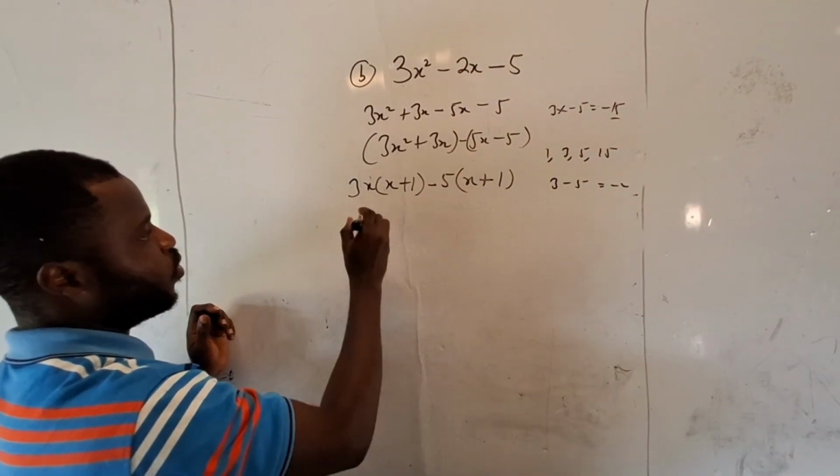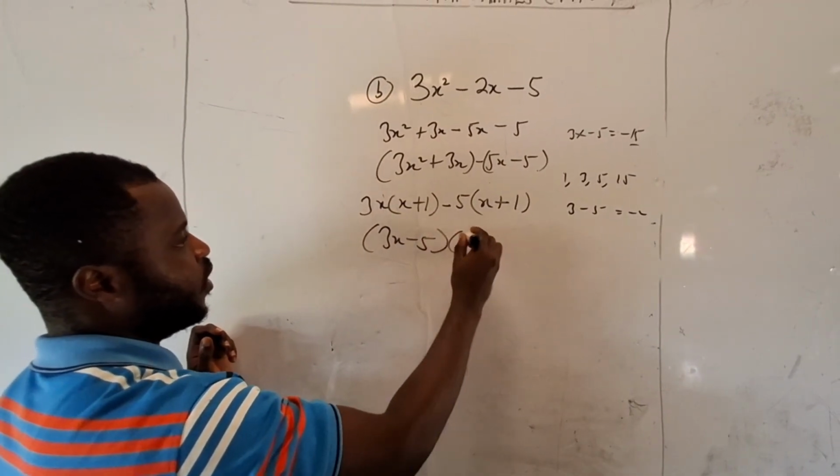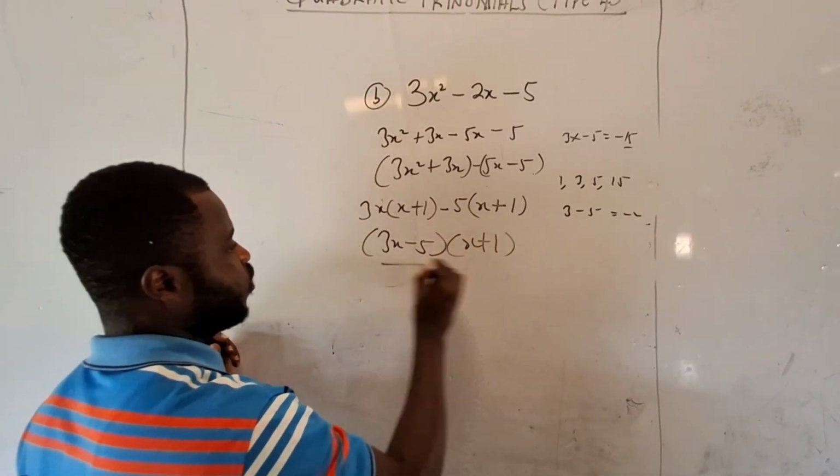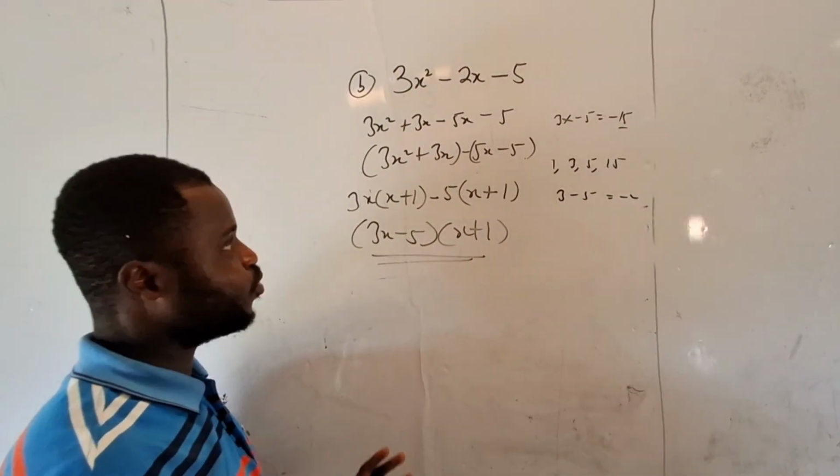So we've gotten a common term. So we have 3x here minus 5. Then in the other bracket, x plus 1. So this is how we simplify this term too.